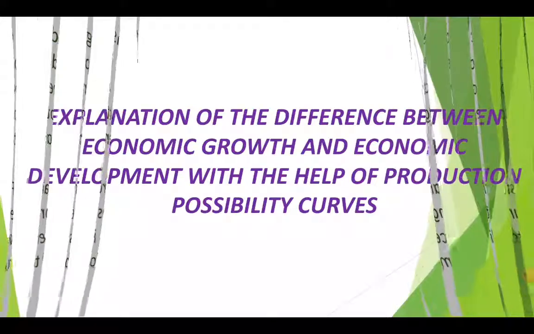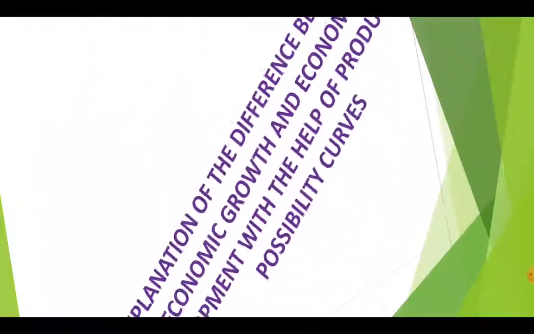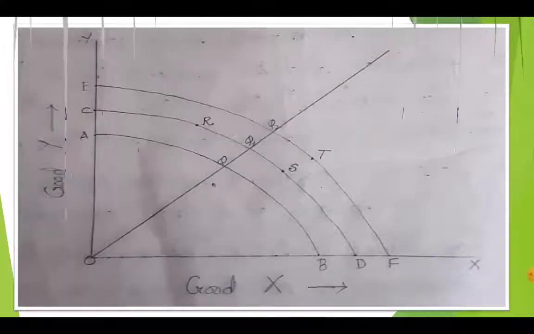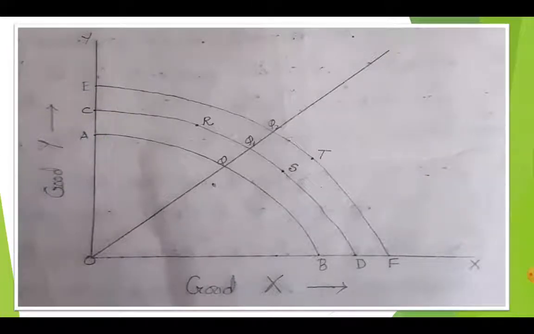We can also explain the difference between economic growth and economic development with the help of production possibility curves. We have explained that by using a diagram where we have shown the production possibility curves. So, here we can see the diagram, and in the diagram we have shown good X on the OX axis and good Y on the OY axis. AB, CD and EF are the three production possibility curves.